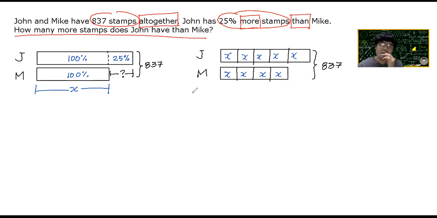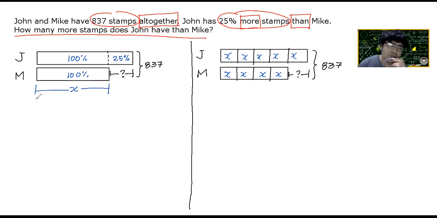Now, it depends on you which type you will prefer, but do not forget that John has 25% more compared to Mike. Okay? The question was, what is the difference between the number of stamps that John has and the number of stamps that Mike has? Now, what will happen here? We may be able to use any of these two.